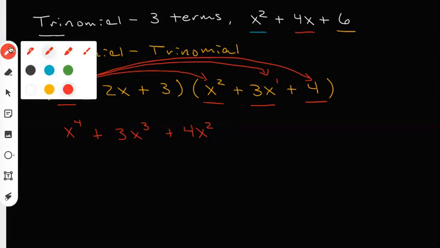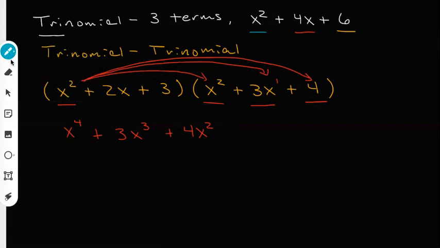The next thing that we're going to do is change my color to blue, and I'm going to underline the next term, which is 2x. Now I'm going to take this term and multiply it by everything in the other trinomial. So I'm going to multiply this 2x by the x squared first. What's 2x times x squared? That's going to be 2x cubed. And notice I put that 2x cubed under the 3x cubed because the exponents match up, right? They're both cubes.